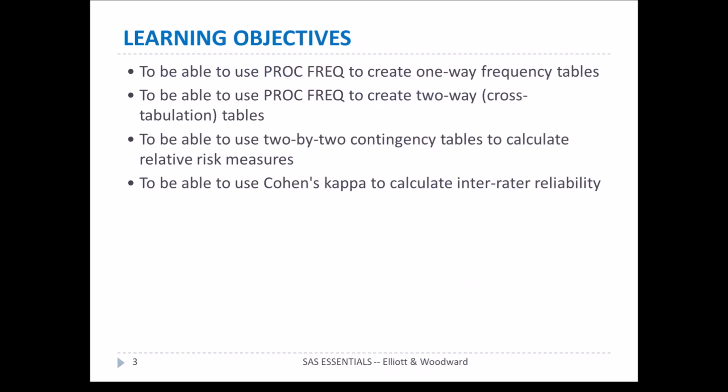In this chapter, we will learn how to use PROC FREQ to create one-way frequency tables. Also, using PROC FREQ, we'll create two-way cross-tabulation tables. We'll also look at how to use 2x2 contingency tables to calculate relative risk measures and to be able to use Cohen's Kappa to calculate inter-rater reliability.